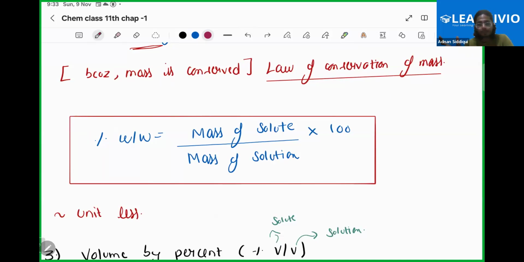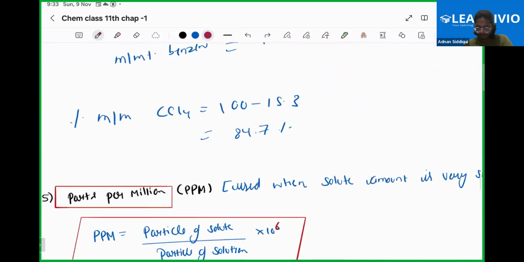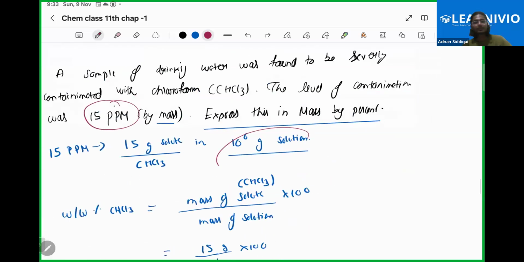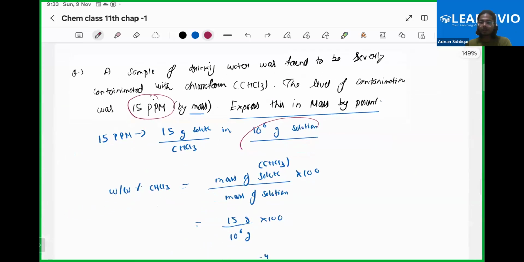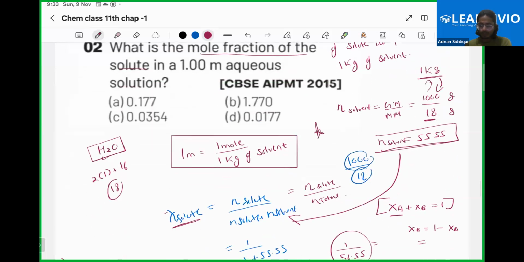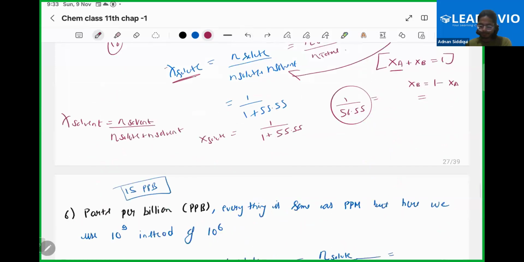They have given you ppm. You have to use the data to convert it into mass by mass percent. Read the question: express this in mass by mass percent. If they asked in ppm, then it means you have to do it with 10 to the power 6, but here they have already given you ppm, so you don't have to. For this question, first we need to talk about molality and we'll come back to it.